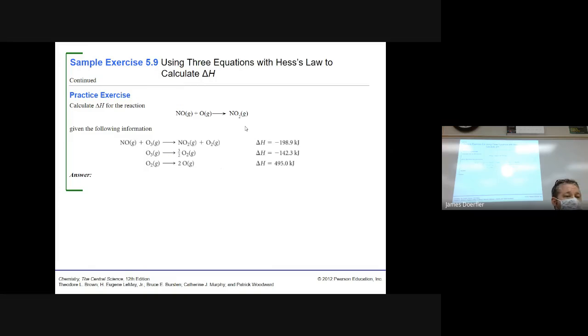So let's look at an example here. Okay. So we have the target equation NO gas plus O gas yields NO2. You're going to need a little space. I highly recommend that you copy along with us. Okay.